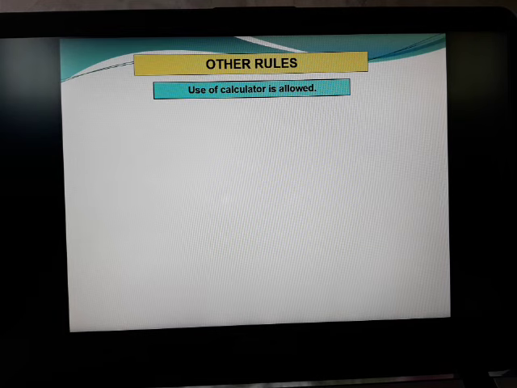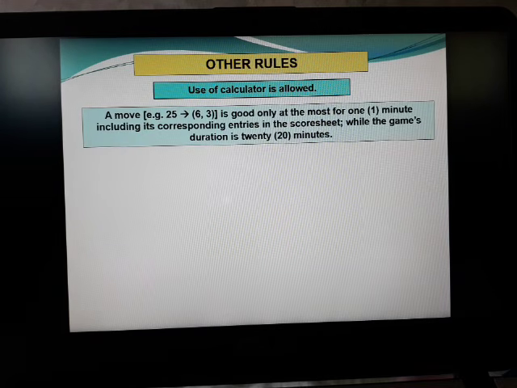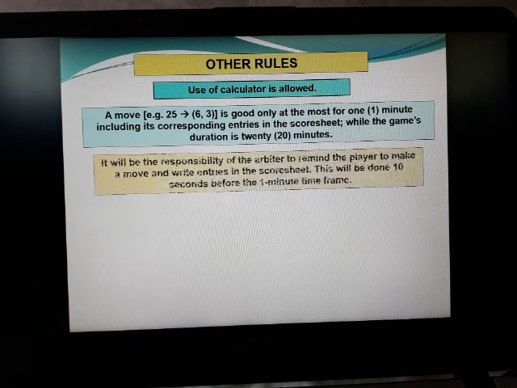The first one, the use of calculator is allowed. So using a calculator is allowed in playing Dhamma. Next, a move, example 25 move to 6-3, is good only at the most for 1 minute, including its corresponding entries in the score sheets, while the game's duration is 20 minutes.